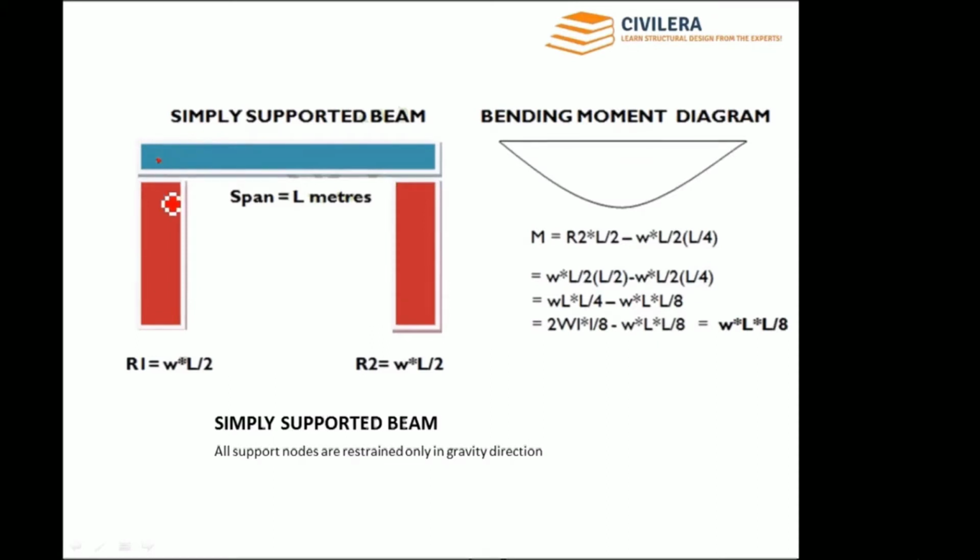In this particular case, when you call it simply supported, it is only restrained from coming down. It is restrained against gravity. It can move in all the other directions. So such a beam is called simply supported. It cannot develop a moment because it's not restrained.